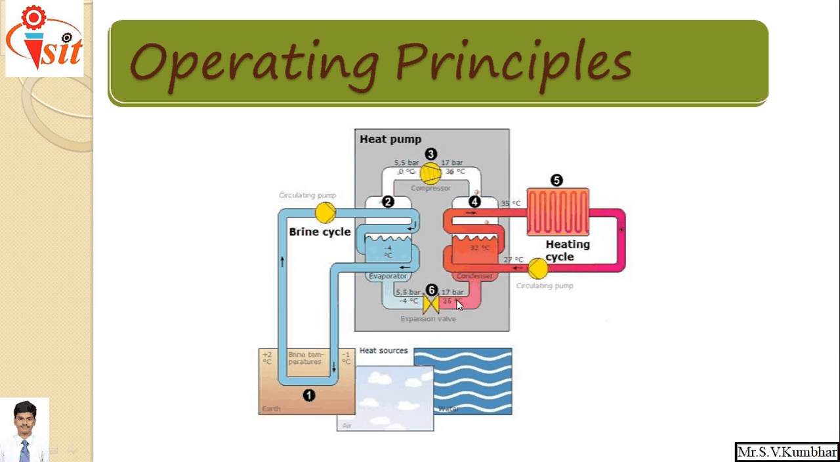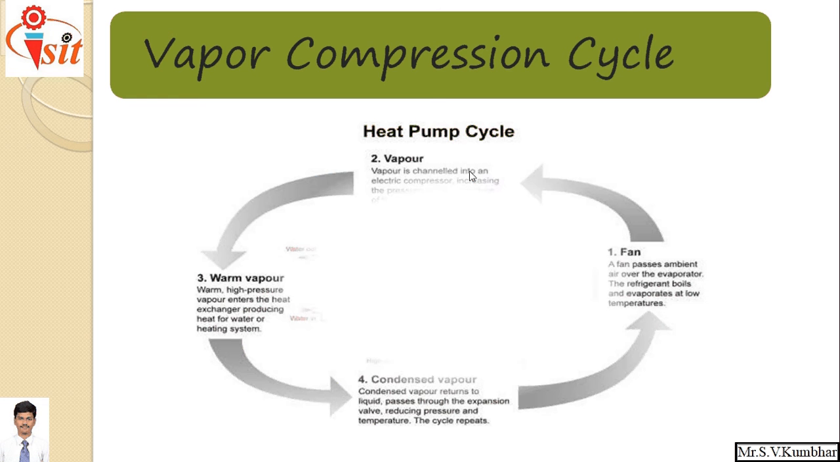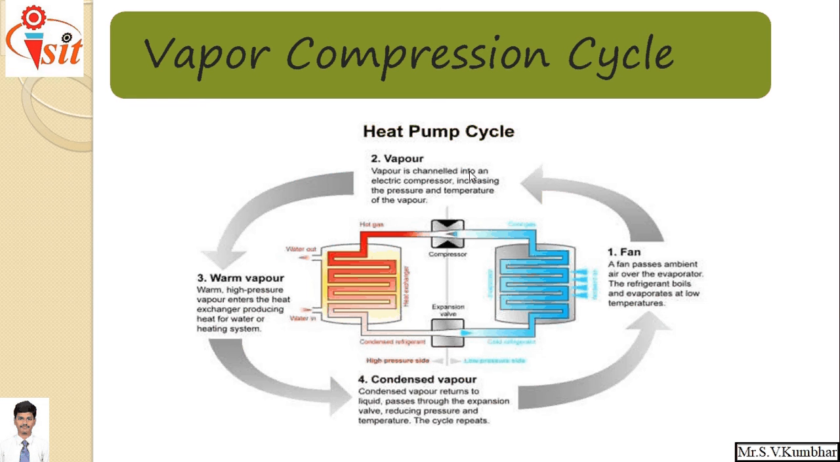This high pressure, low temperature liquid refrigerant passes through the expansion valve, where its pressure drops down to 5.5 bar, and temperature is reduced to -4 degrees centigrade. This low pressure, low temperature liquid refrigerant finally flows through the evaporator, where the cooling effect is achieved in the heat pump. That heat can be used with the help of the brine cycle, and in this way the heat pump works. As I said, generally it works on the vapor compression refrigeration system.